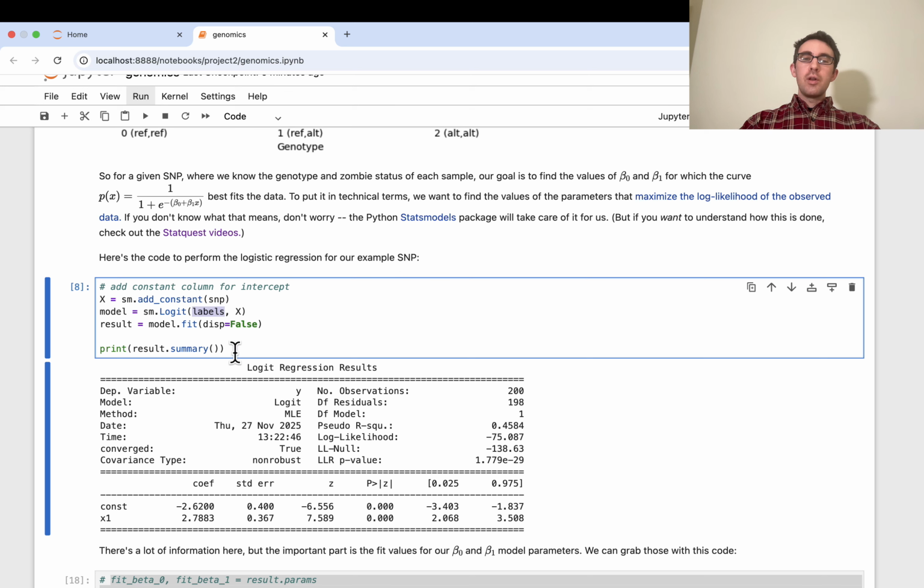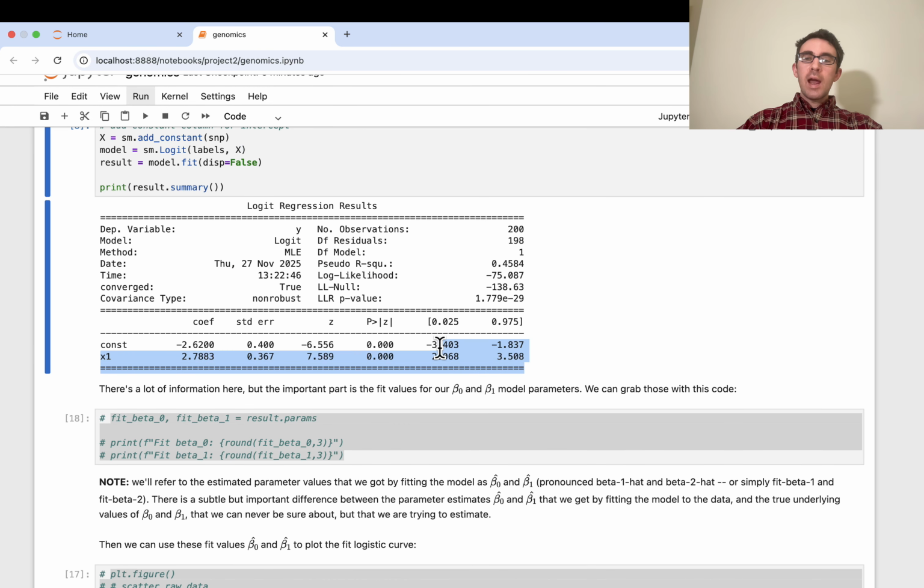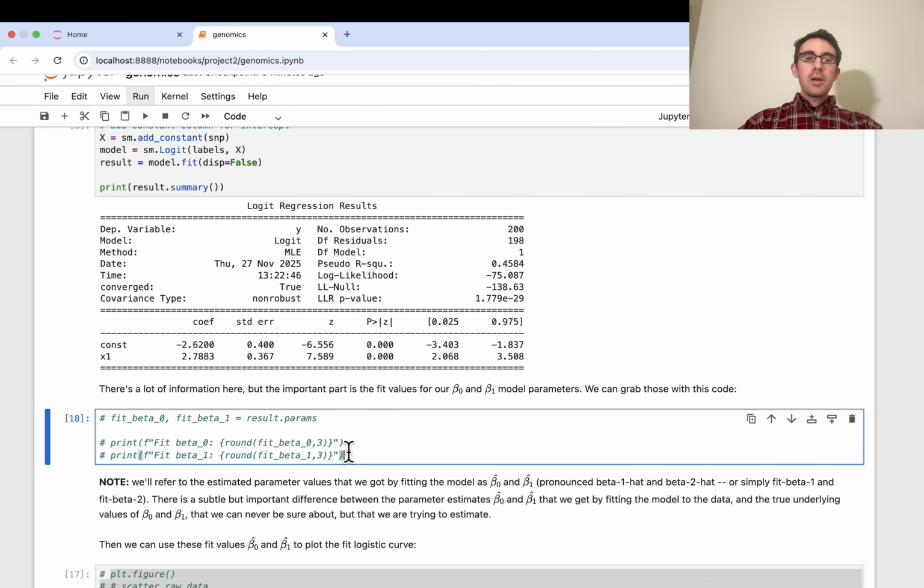So this block of code here is just fitting the model to the data using the Python statsmodels package. There's a lot of extra information here, a lot of stuff we don't actually need for our purposes, but the important thing is that after we do this fitting, we can pull out the fit values of beta 0 and beta 1 from our results.